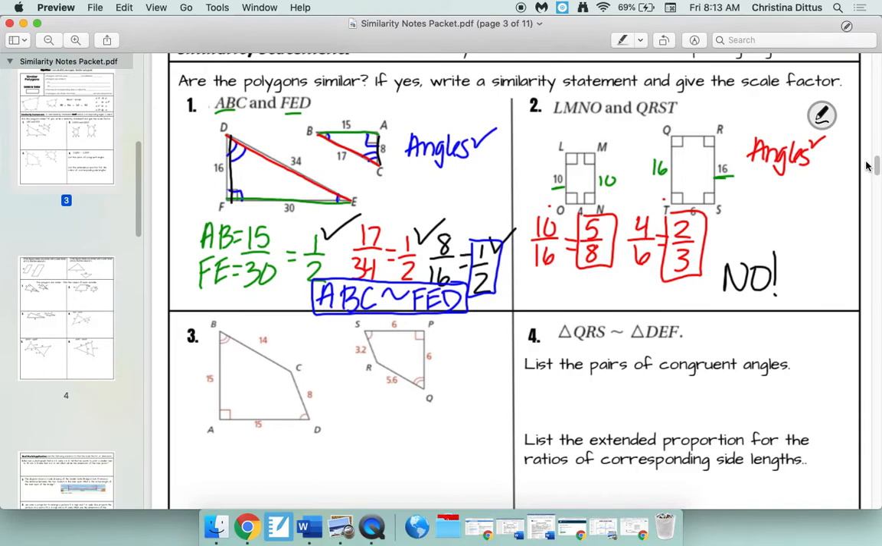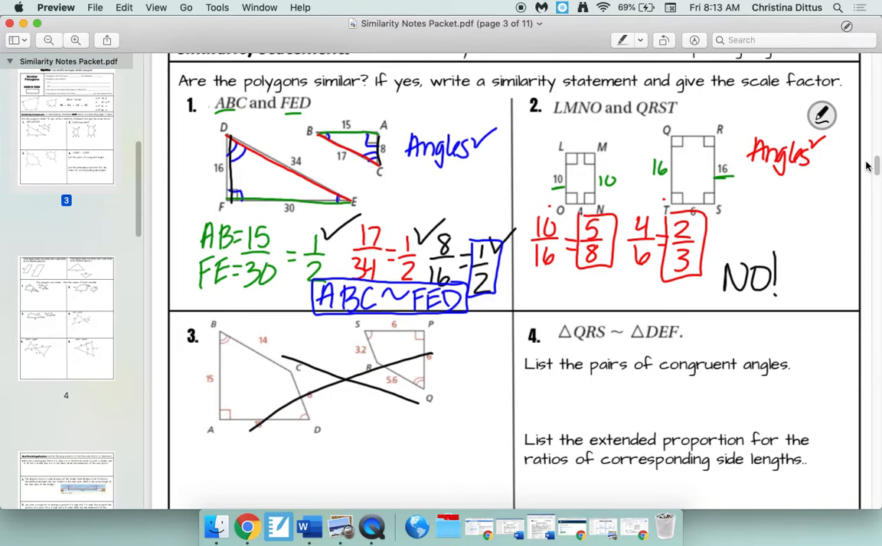Alright. Do we need to do this one? No, we're okay. We know how to match angles and sides and reduce. Do we need to list congruent angles and sides again? Should we do it? Yeah.